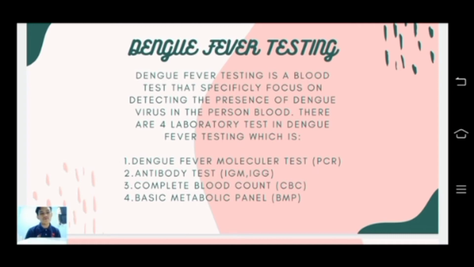There are 4 laboratory tests in dengue fever testing using the blood sample from the person. The first one is the dengue fever molecular test or PCR, then the antibody test, IgM and IgG. The next one is complete blood count, CBC, and the last one is basic metabolic panel, BMP.